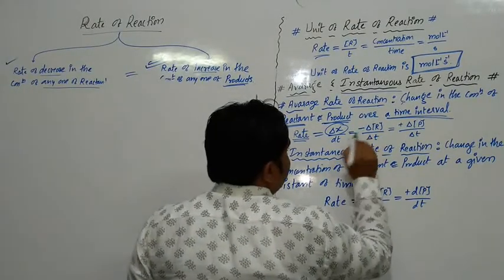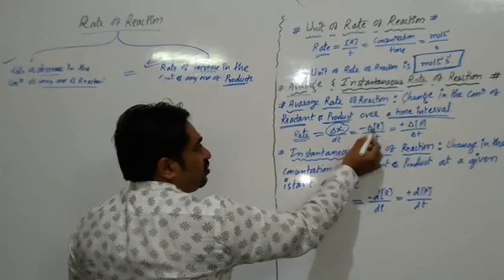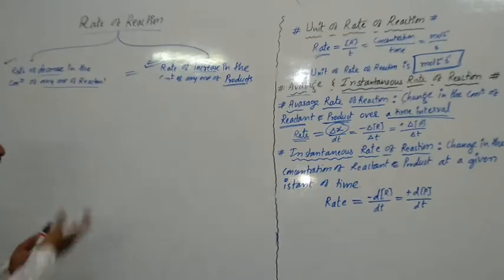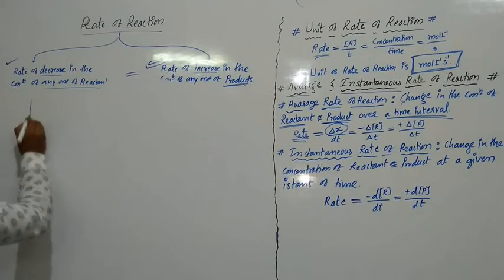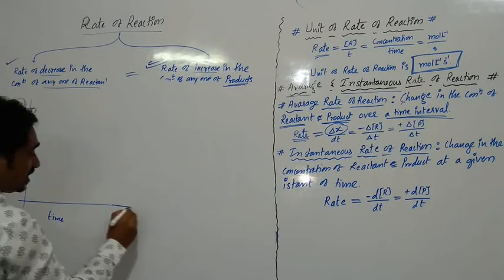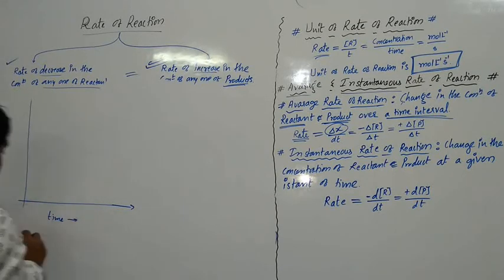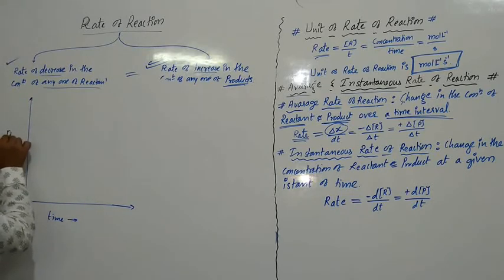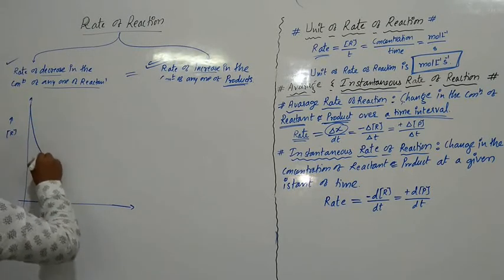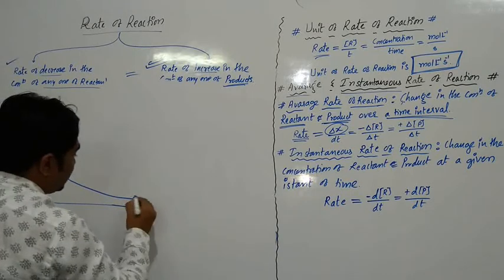So this negative sign indicates a decrease in the concentration of reactant with respect to time. How can we represent this graphically? We can represent this as, so this is time on the x-axis, and this is concentration of R. So along the y-axis I have taken concentration of R, along the x-axis I have taken time. Now what happens? As time lapses, concentration of reactant goes on decreasing, isn't it?